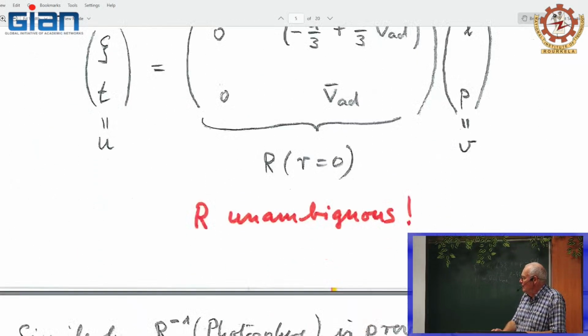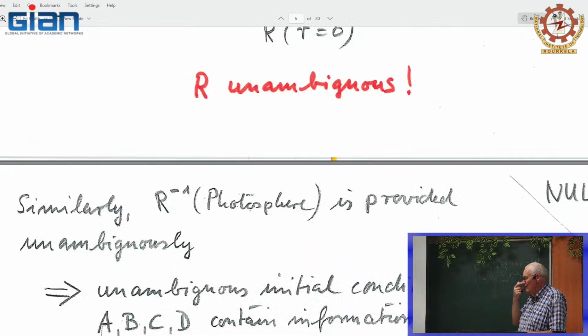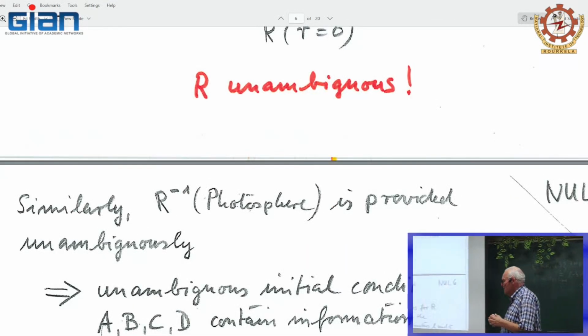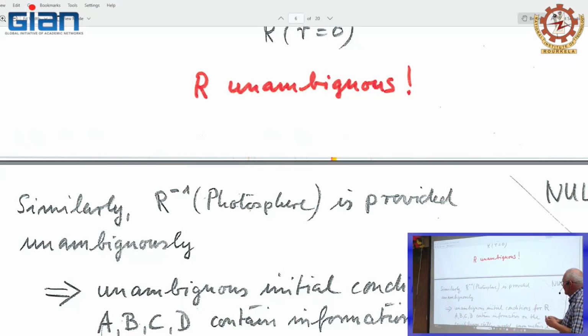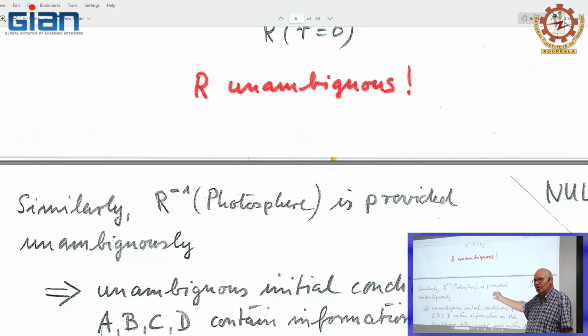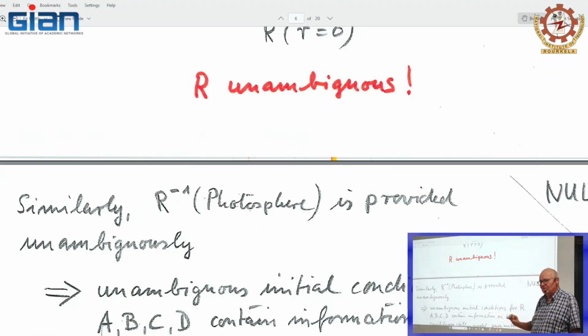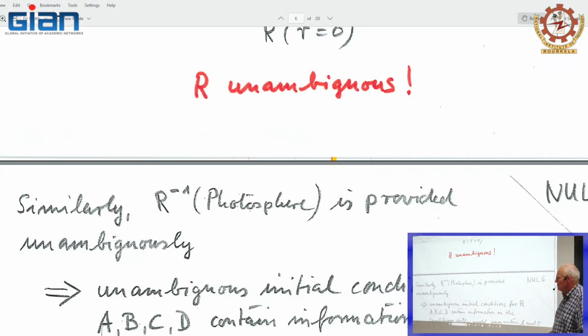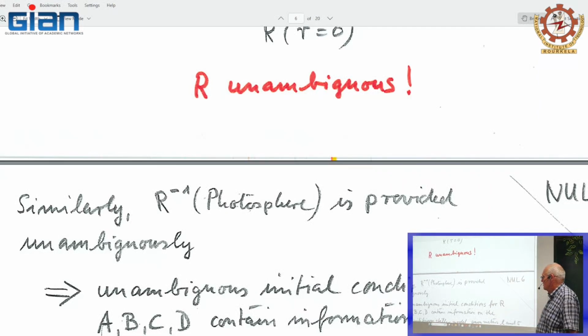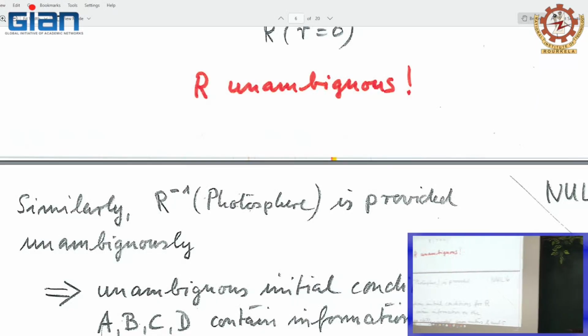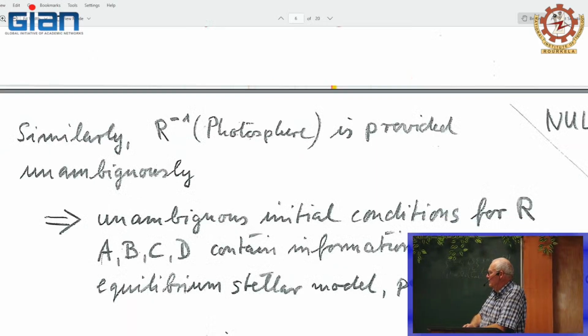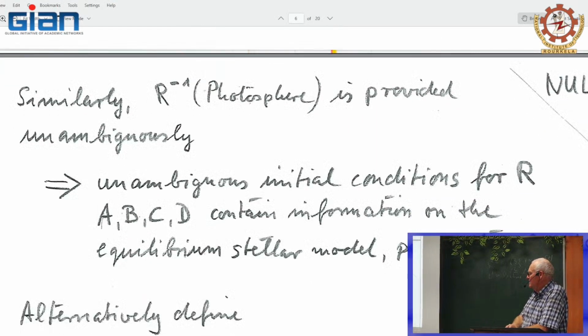For instance, at the photosphere you can only define, on the basis of the boundary conditions, only the inverse of the matrix. It may happen that it's not possible to define R, but it is possible to define the inverse of this matrix. In that case, either the Riccati matrix or its inverse is provided unambiguously at the boundary. So we have unambiguous initial conditions for R, and A, B, C, D contain the information of the equilibrium stellar model and the parameters L and sigma.